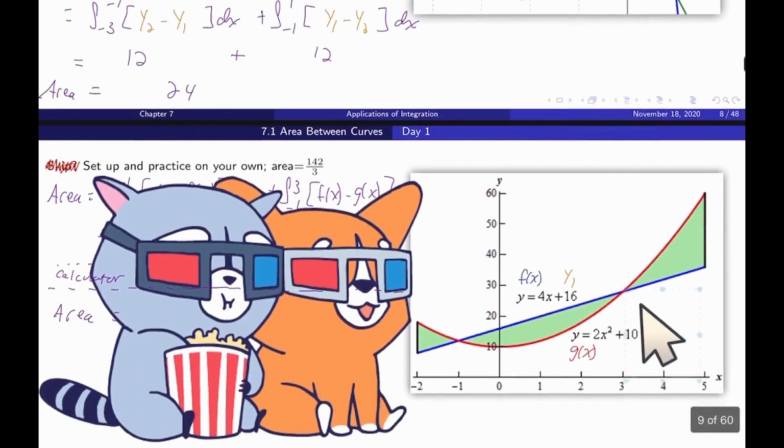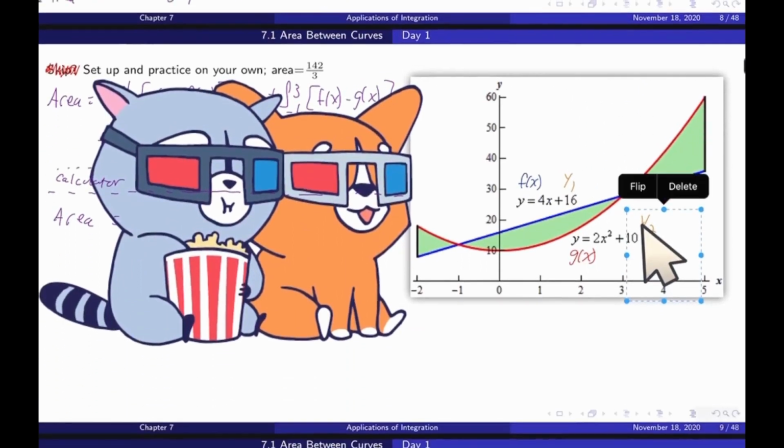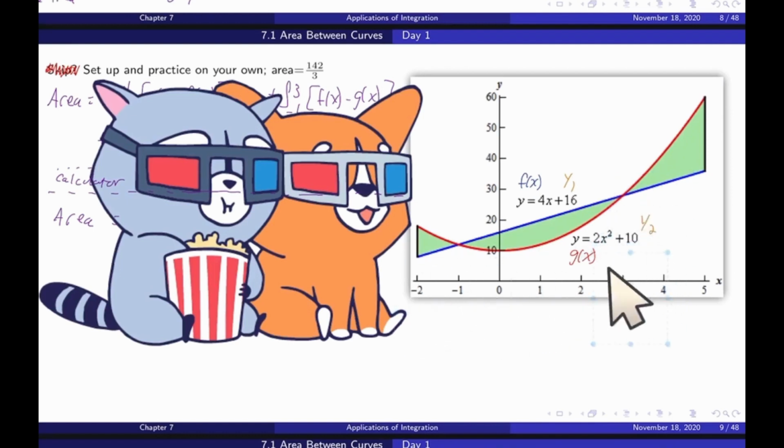Here's a second example. Same kind of a situation, except the curves cross in two places. F of x is the blue straight line, 4x plus 16. G of x is the parabola, 2x squared plus 10. They cross at -1 and at 3, for the x values. They start at -2 and they go up to 5. So you're going to need to set up 3 antiderivatives that will calculate the total of those 3 green areas. Pause the video, set up 3 antiderivatives, and then practice using your calculator.